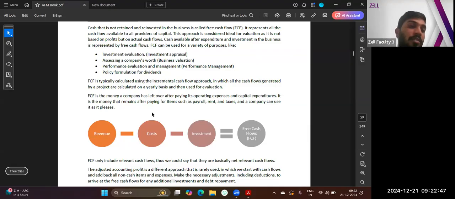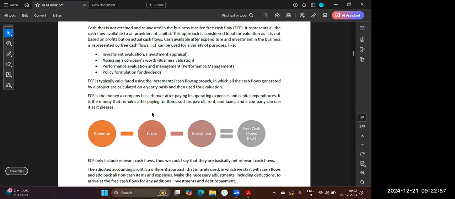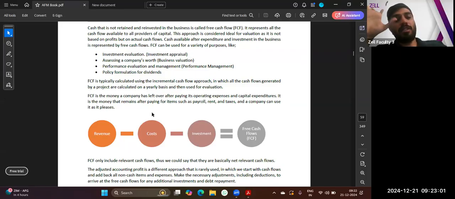revaluation. Have you heard the concept of revaluation? Yes. Can someone explain it to me? What do you mean by revaluation? Increasing the value of an asset. If an asset is costing 100 rupees, and if the market value of the asset is today 150 rupees, that means 50 rupees is a gain for you.